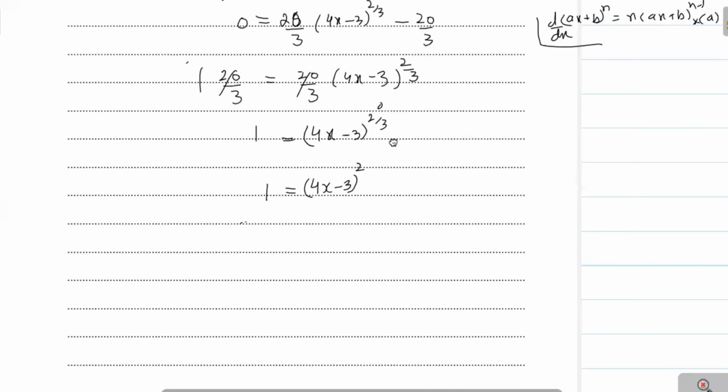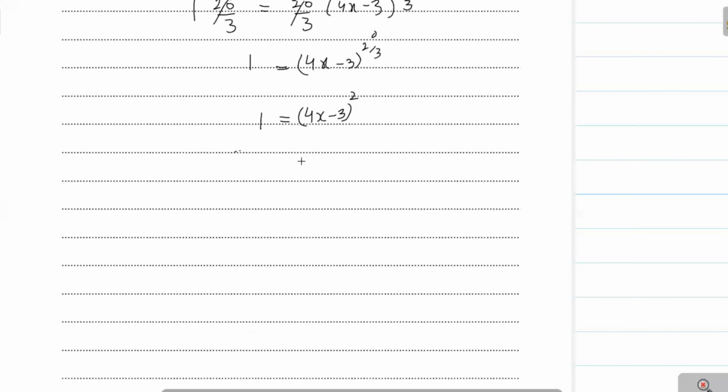We take the square root on both sides, therefore the square root of 1 is plus minus 1, so 4x minus 3 equals plus minus 1. Therefore 4x minus 3 equals plus 1, and 4x minus 3 equals minus 1.